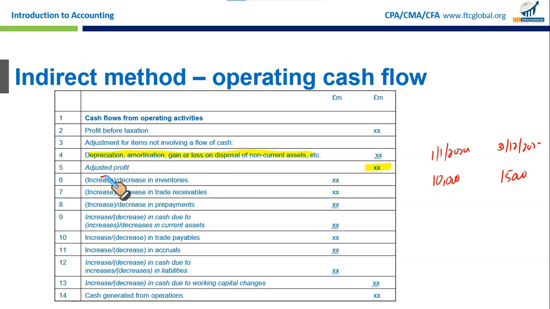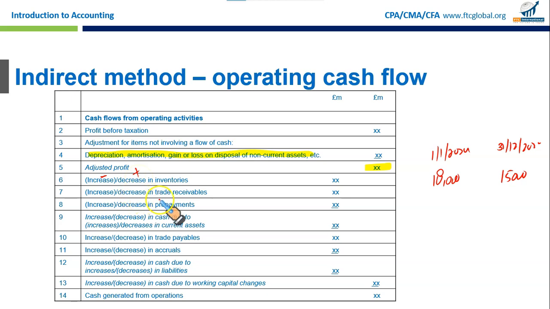Conversely speaking, let's say if your inventory balance at the start was 18,000 and at the end it is 15,000, which means we sold goods with the cost of 3,000, that would have resulted in an inflow. So it needs to be added.